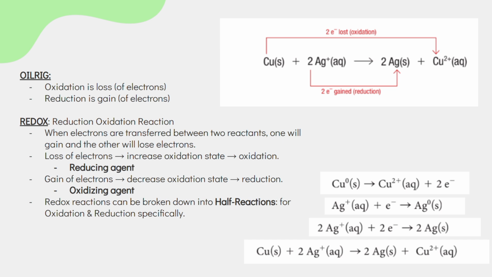So what exactly are redox reactions? Well, they are when electrons are transferred between two reactants, and one will gain and the other will lose electrons. The loss of electrons, which increases the oxidation state, is known as oxidation, which is a reducing agent, while the gain of electrons, which is the decrease of oxidation state, is known as reduction, which is an oxidizing agent. Redox reactions can be broken down into half reactions for both oxidation and reduction specifically.